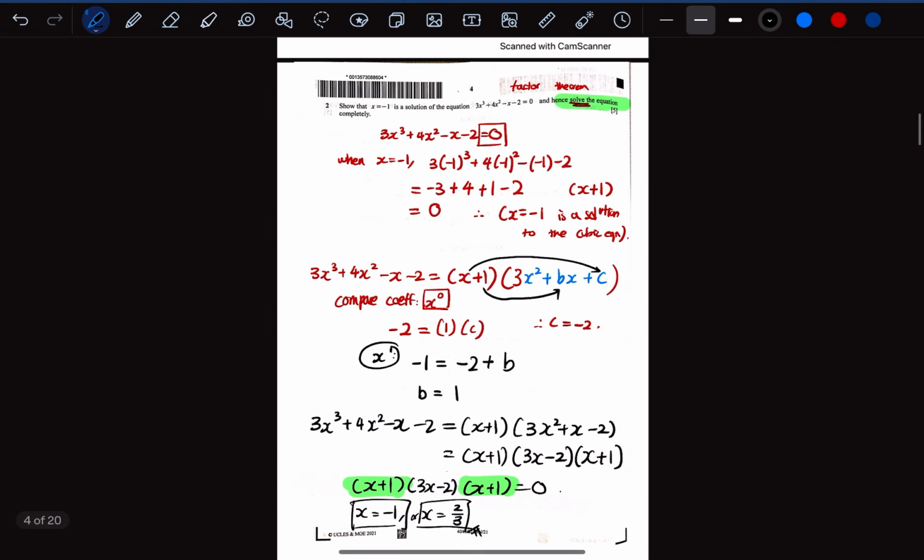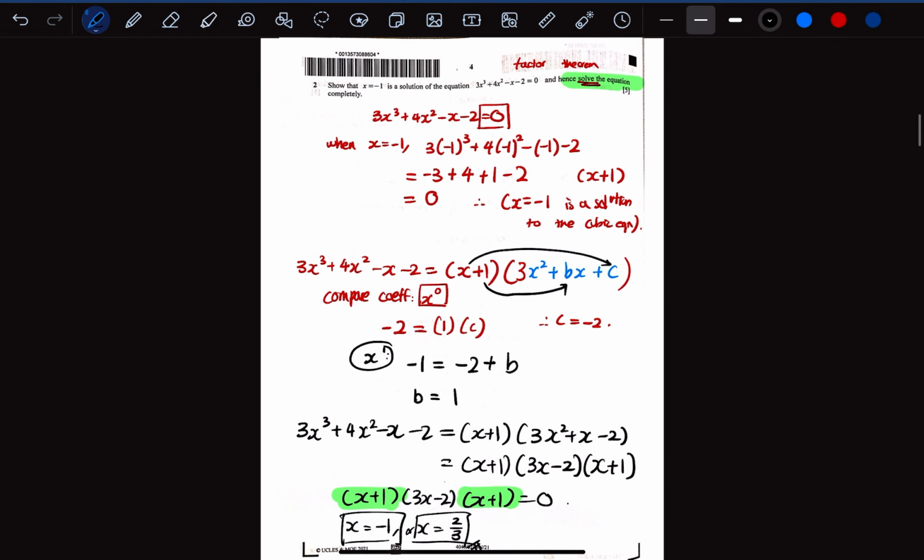And this is how you do this factor theorem question. So just a very quick recap. First part, to show that x equals -1 is a solution, we need to show that when we sub it in, it indeed equals 0, right? So in this case, you will have to write it in an expression style, not an equation style. If you write in an equation style, you'll get penalized over here.